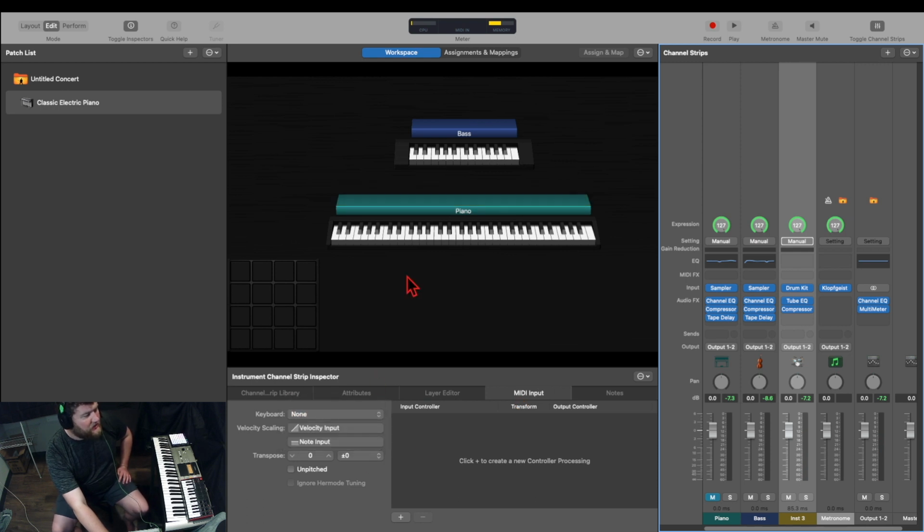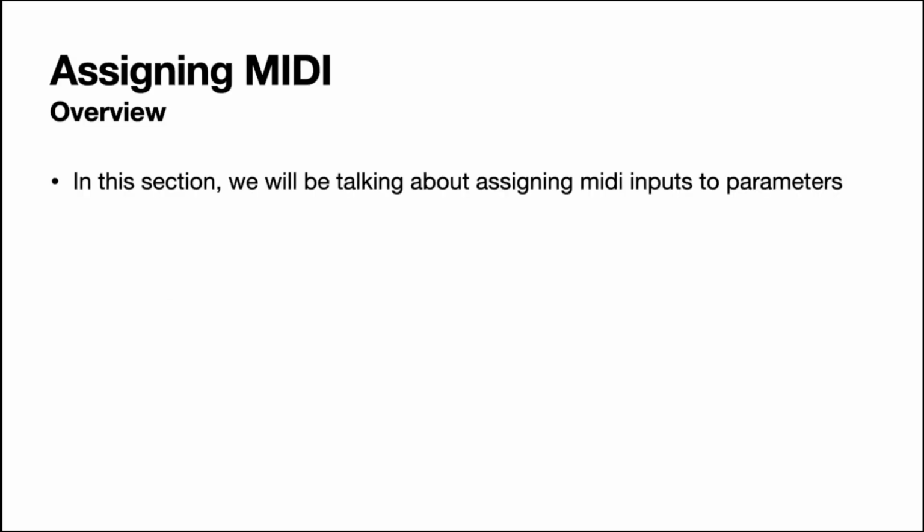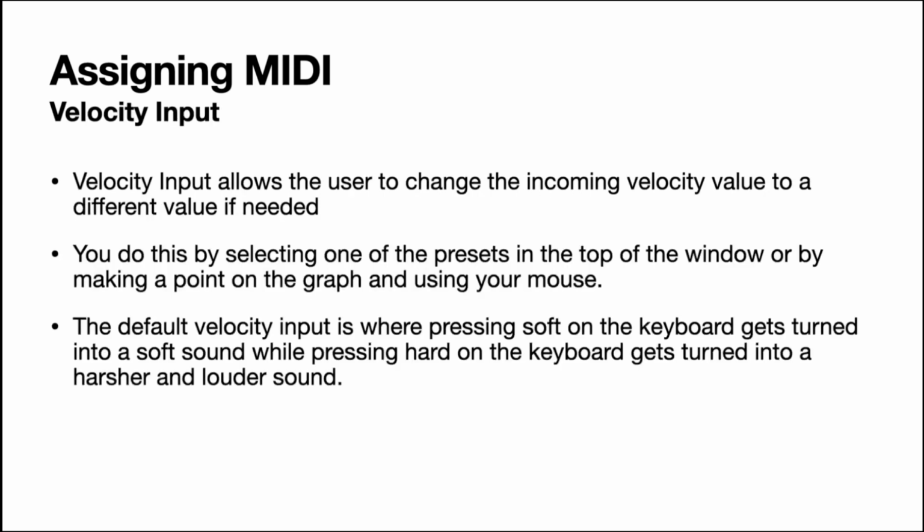So I'm going to show you how to assign it. That's the purpose of this chapter, assigning MIDI. Sorry for that little segue, but now you know how to do something like that. So assigning MIDI. Now that we got our drum set there and waiting for us to assign it, let's go ahead and talk about this section. In this section, we'll be talking about assigning MIDI inputs to parameters. We're going to start by talking about the velocity input.